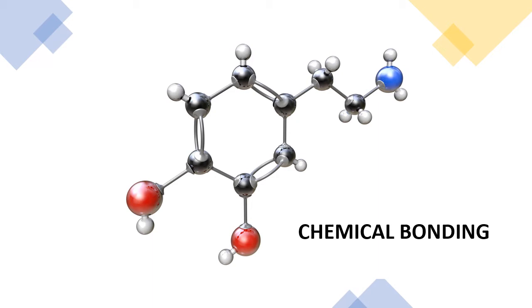In the previous video on chemical bonding, we discussed two types of bond and their properties, that are ionic bond and covalent bond. Now there is a third type of bond which we have to study, that is coordinate bond, which is also known as dative bond.